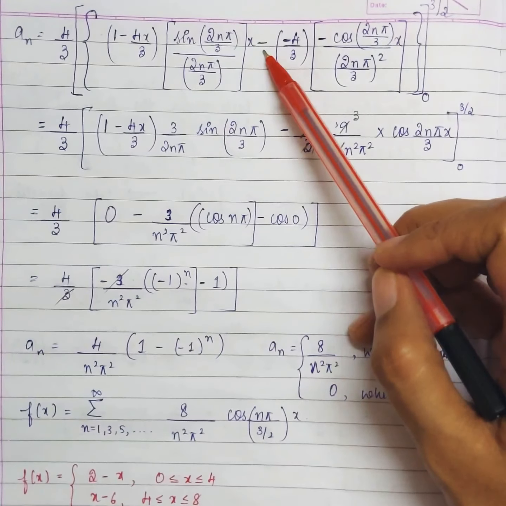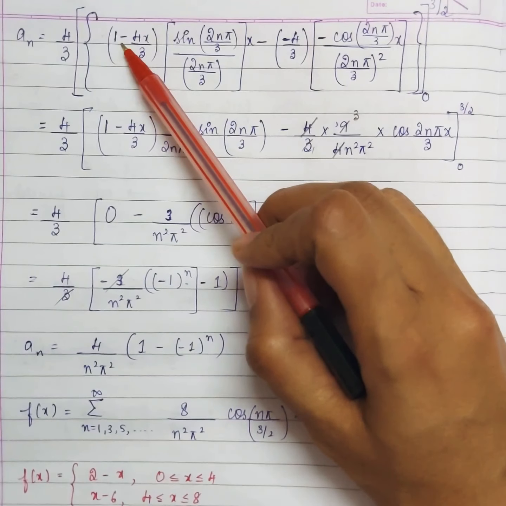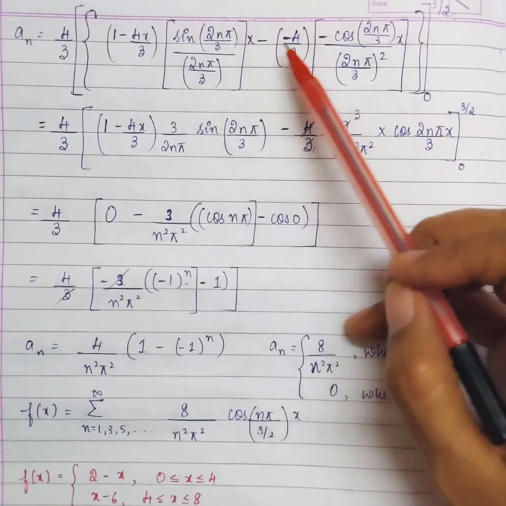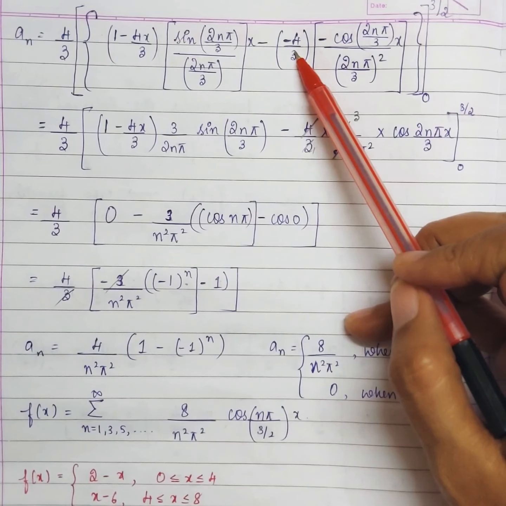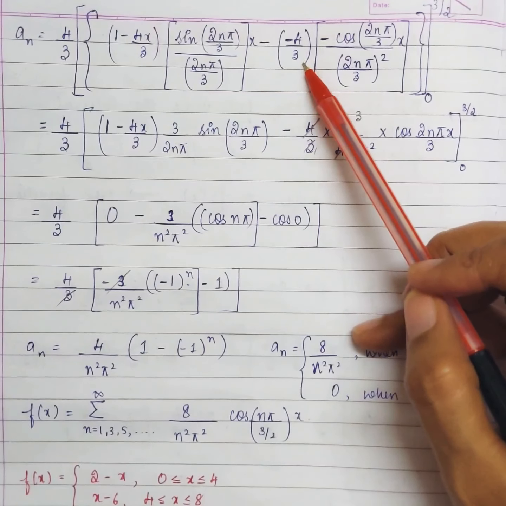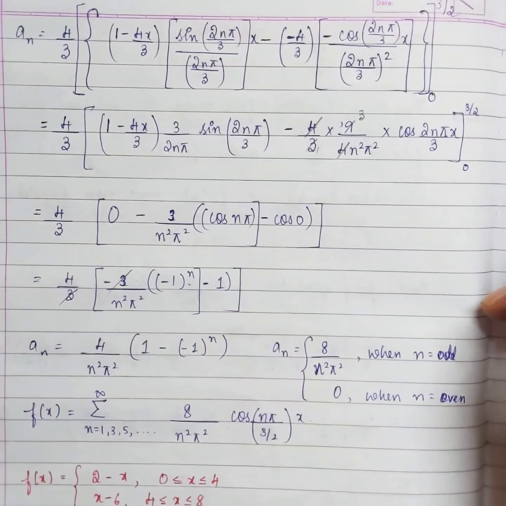Put a negative sign. 1 differentiation is 0. Minus 4 by 3x. We'll write only the constant, minus 4 by 3. That's it. Next term, differentiation of minus 4 by 3 is constant. Differentiation of constant is 0. So there is no next term.